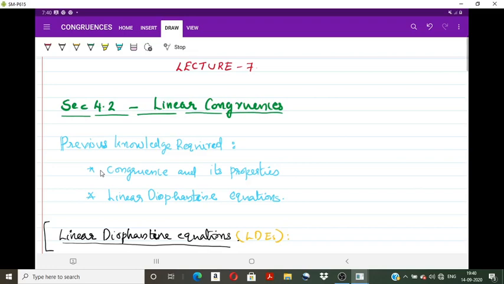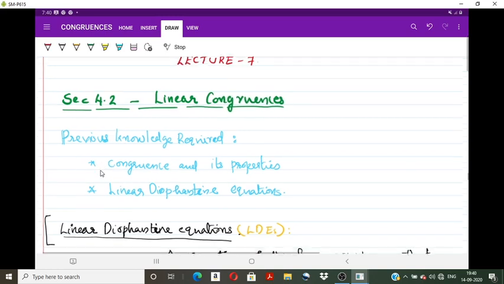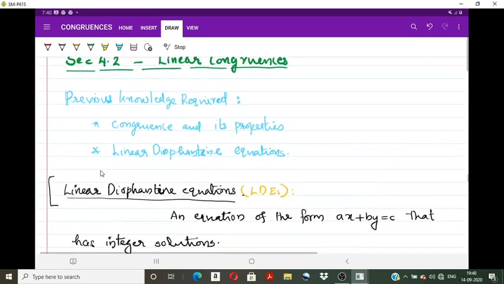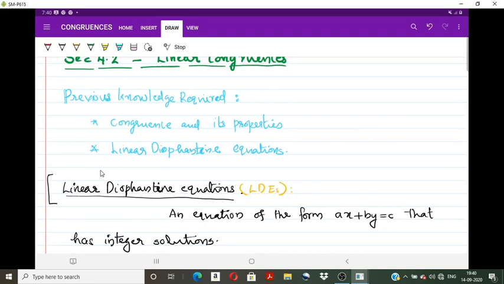In this lecture, we mainly discuss section 4.2, which is about linear congruences. The previous knowledge required for studying linear congruences is mainly congruences and their properties, and linear Diophantine equations. The linear Diophantine equation is a new concept for us. So first of all, we will see what a linear Diophantine equation is.